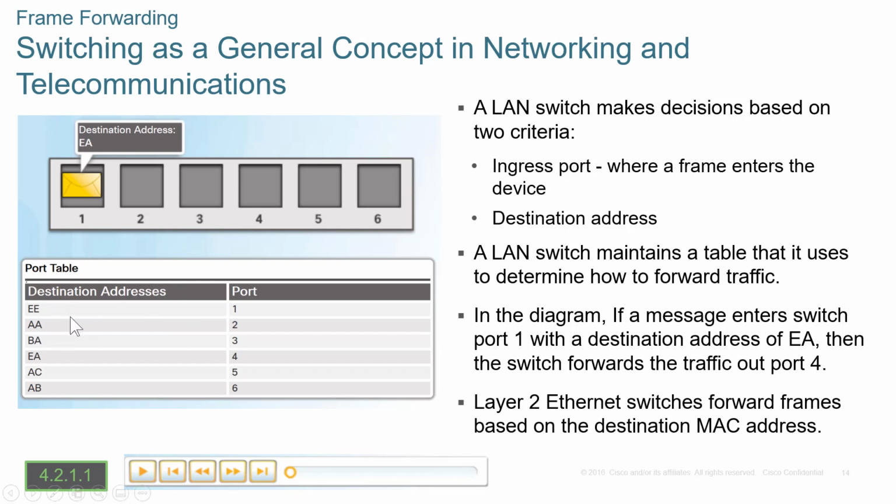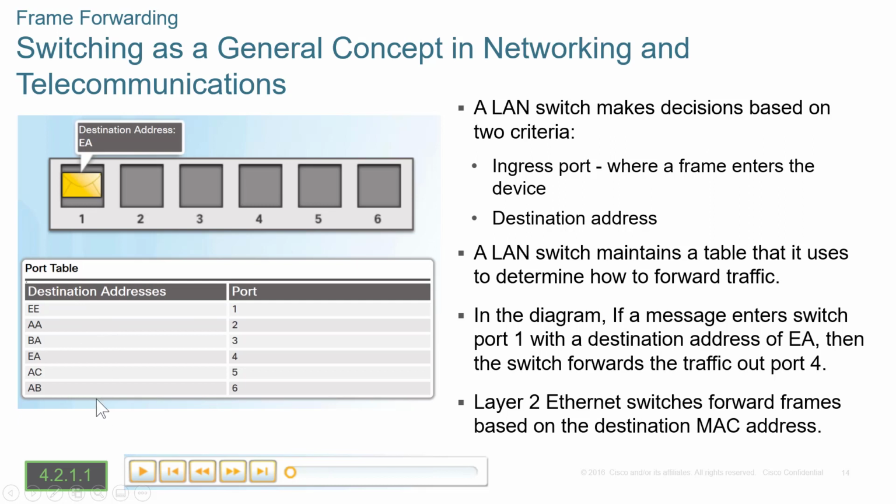So in this case, there is a device that is on port 1 with the MAC address of EE. And when it sends the frame to the switch, the switch looks at the destination MAC address field of the frame, sees that the destination is EA, it looks through the port table, the MAC address table, and discovers that port 4 is where EA lives, so this frame is going to get sent out port number 4. And you'll see that if you watch the animation.